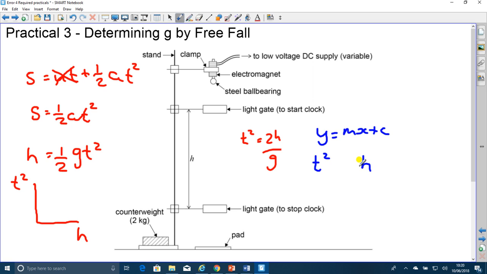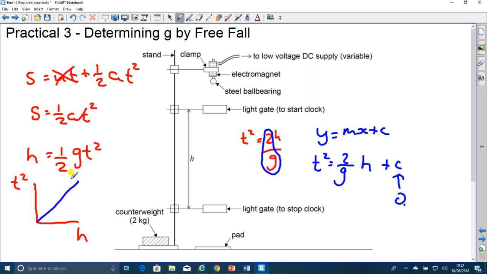So here we could see then that 2 over g, c equal to 0 anyway, and we could see then that the gradient would give us 2 over g. So from that we could calculate the gradient, because your graph would be a graph of t squared against h.